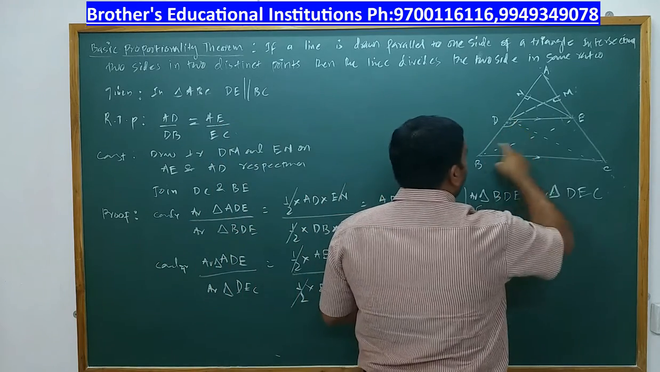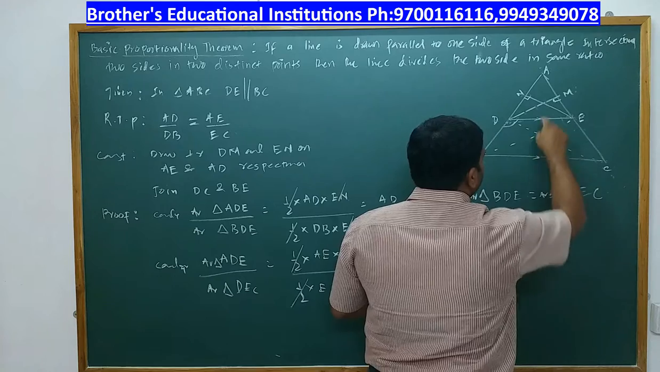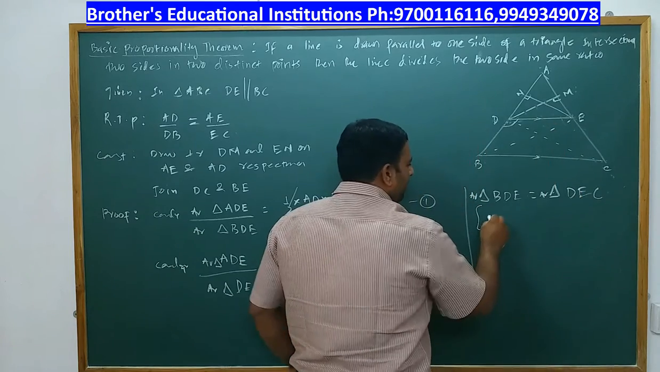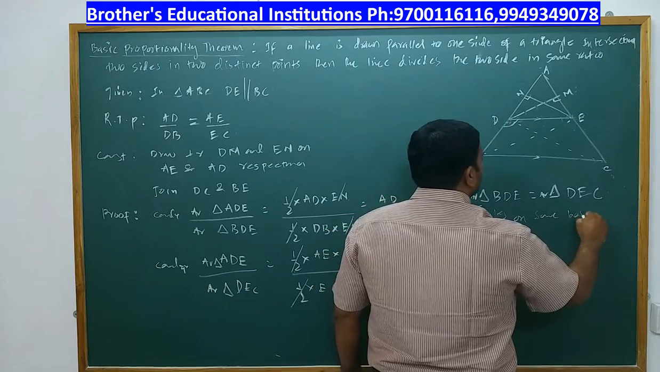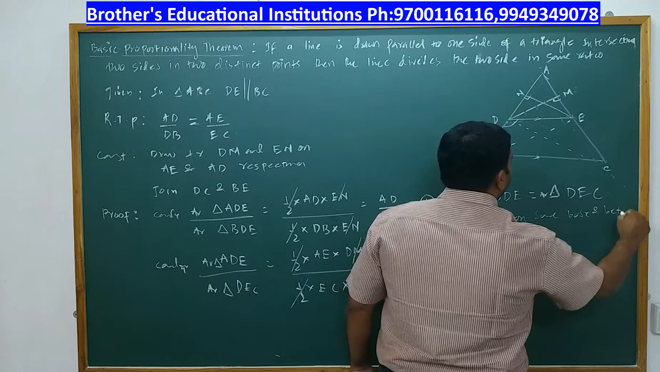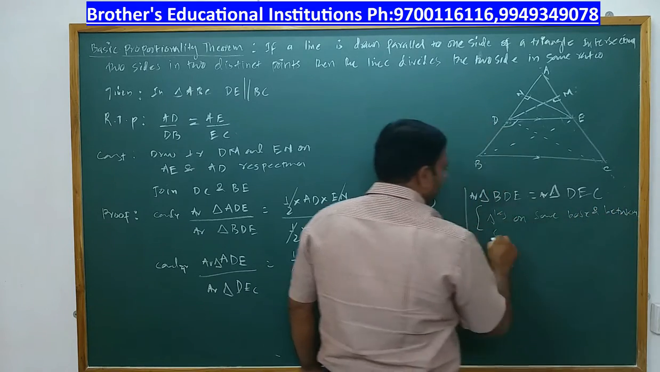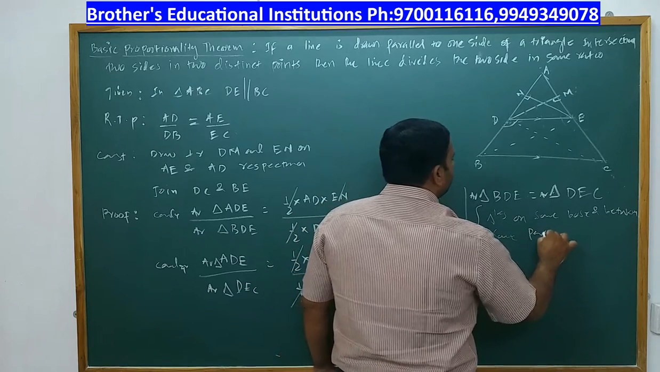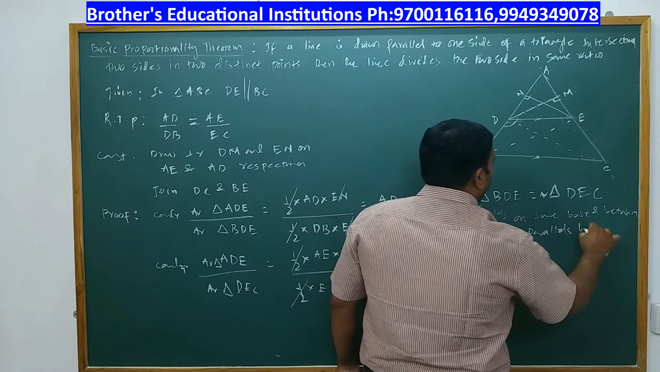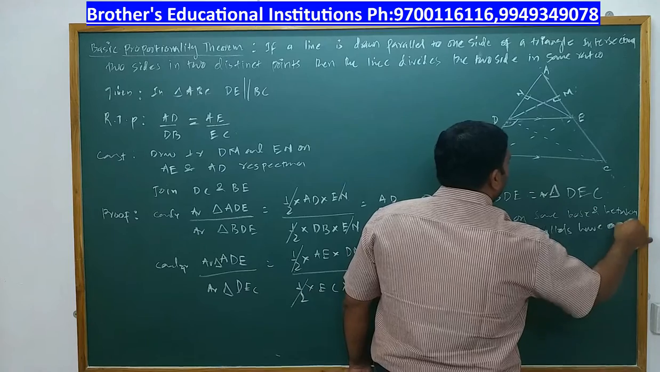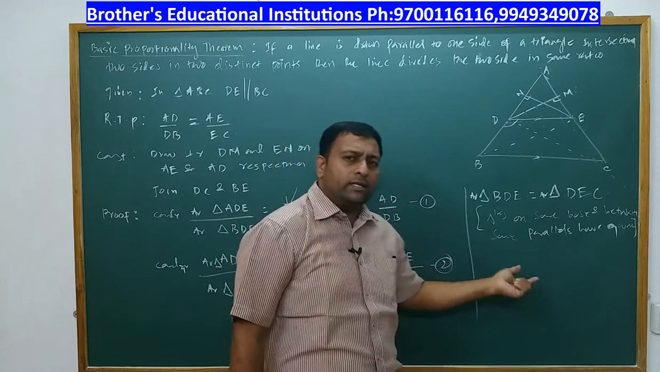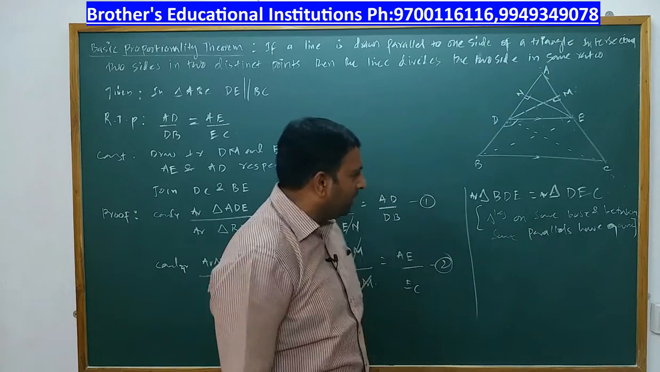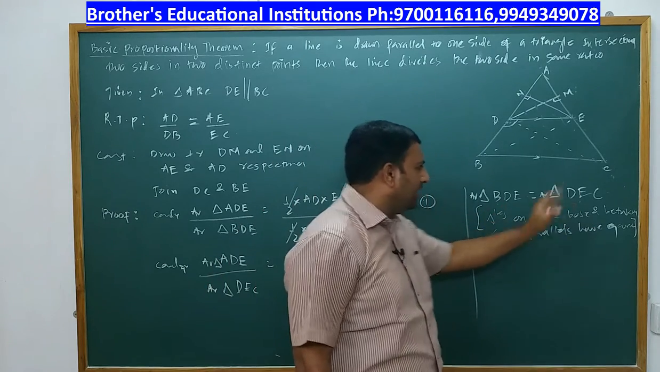Both these triangles are on the same base and between the same parallels. You can write that triangles on the same base and between the same parallels have equal area. So make sure that these statements you write will add value to your theorem, right? So triangle BDE and triangle DEC are equal.